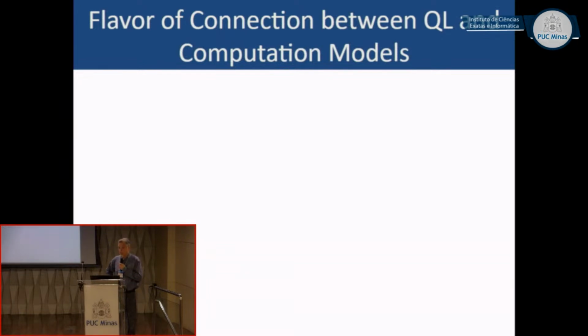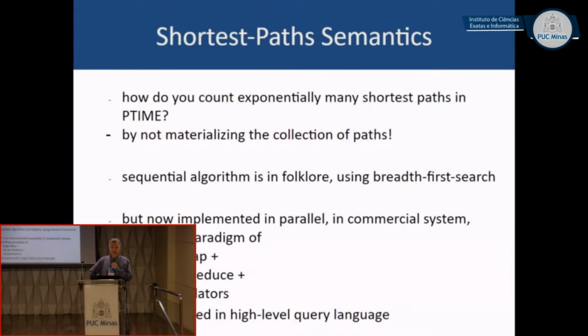Okay, let's give you a flavor of the connection between the low-level computation model and the high-level query language, and how you compile from the latter to the former. And I'm going to illustrate that on the same shortest path example. I was mentioning before that it's a good semantics because you can count the number of shortest paths satisfying a pattern in polynomial time by not materializing the collection of all these paths. If you do, then you have the exponential blow up immediately.